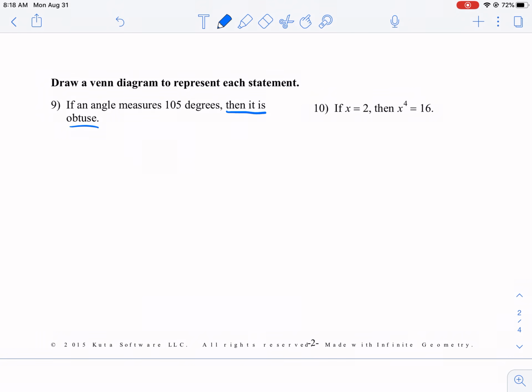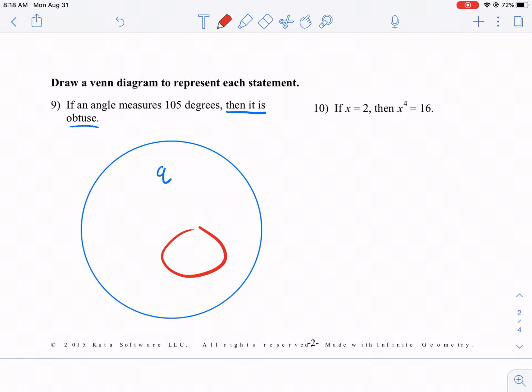Let's try this again. There we go. This one is the big one. So this is my Q, and then my P goes inside in a smaller circle. So this is my P.